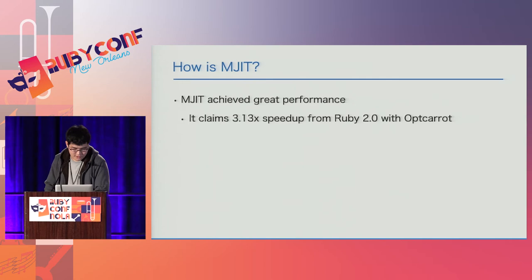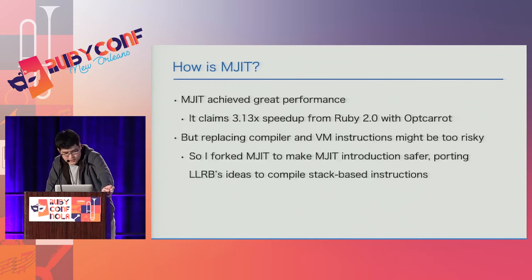So how is MJIT? MJIT achieved great performance, very great. It claims three times faster than Ruby 2.4. Actually, it was not true on my machine, but it's very much faster. But it also replaces the compiler to generate another instruction set, and also VM instructions. So replacing VM instructions entirely might be very risky. So I thought I wanted to fix this.